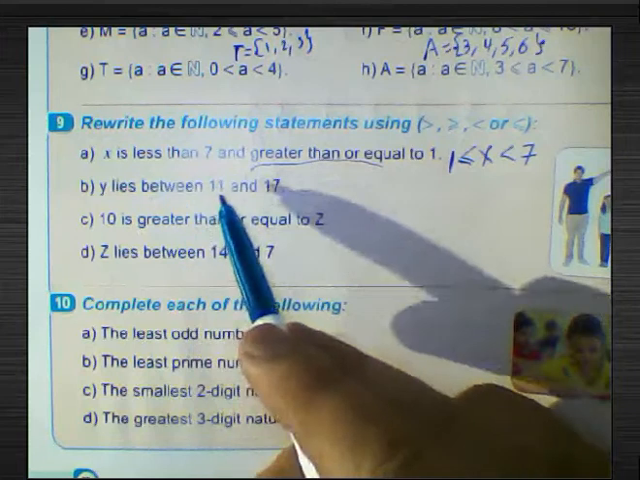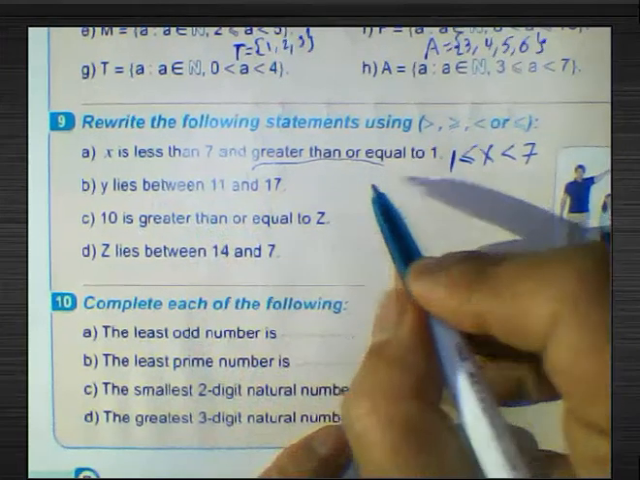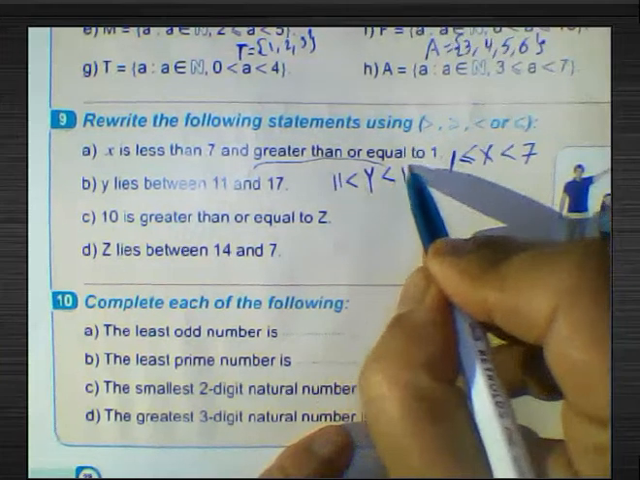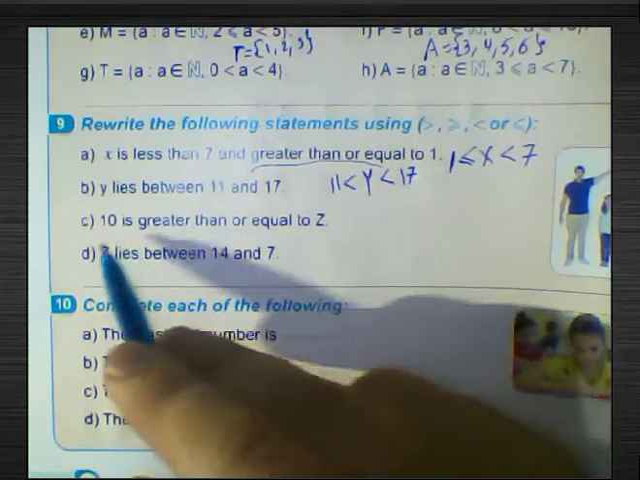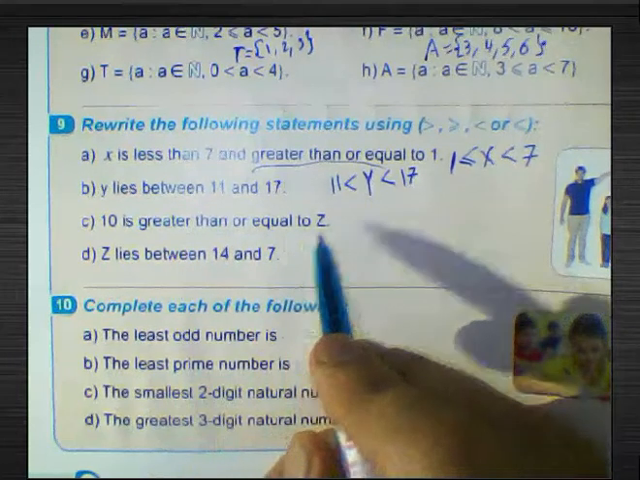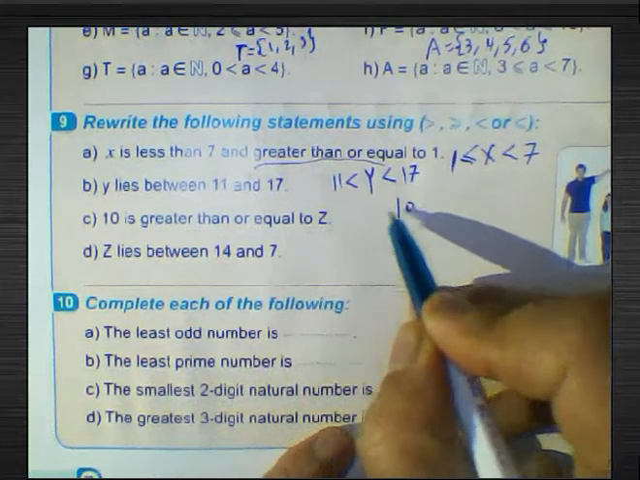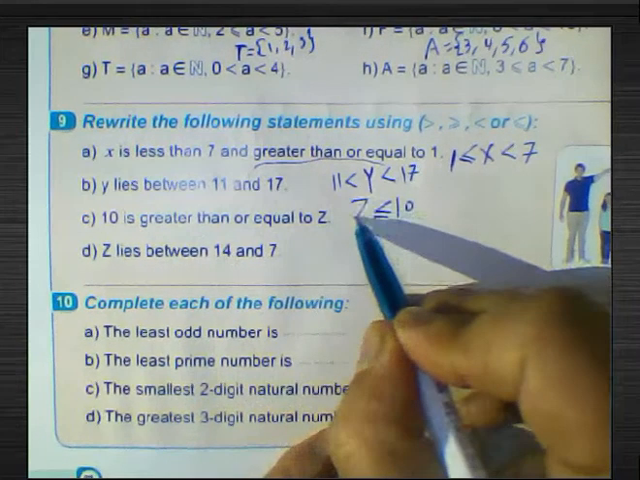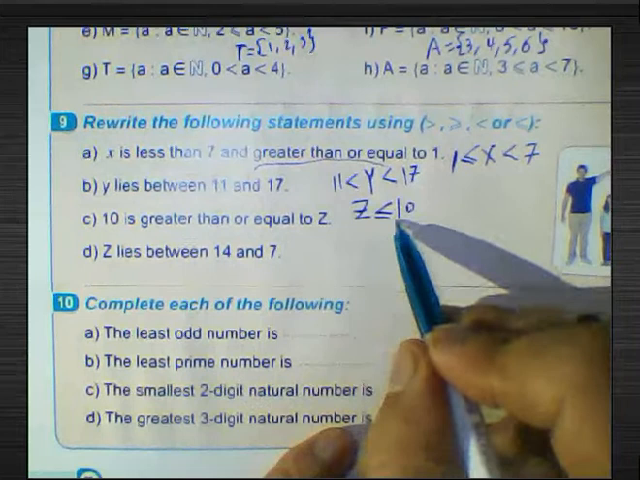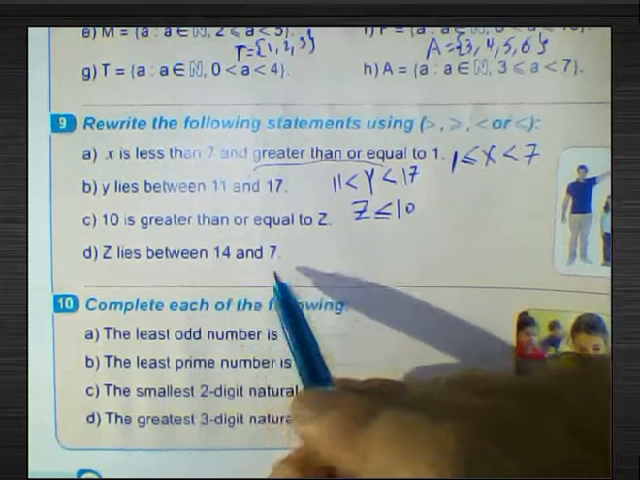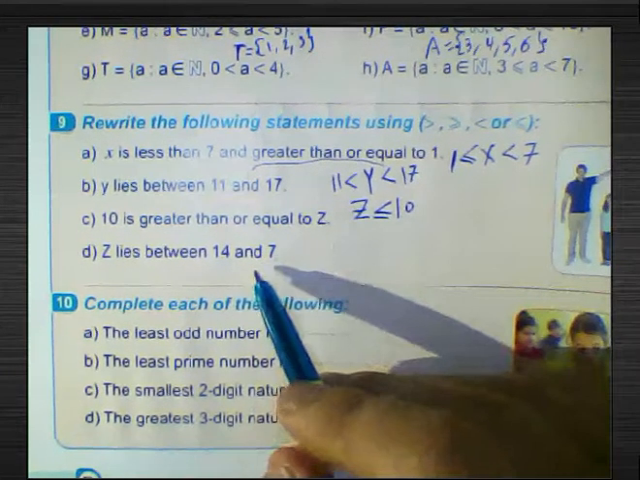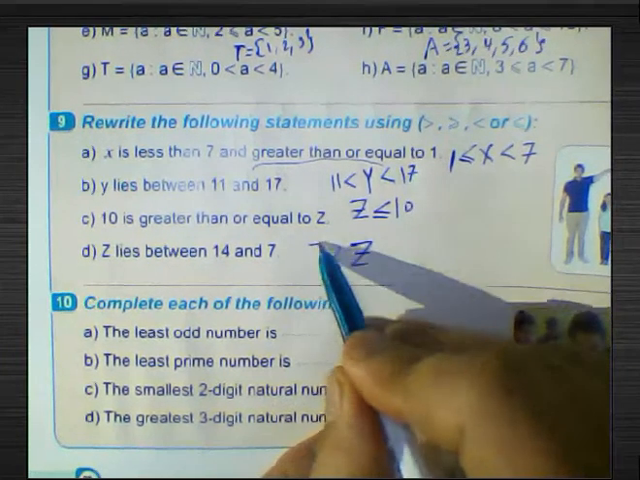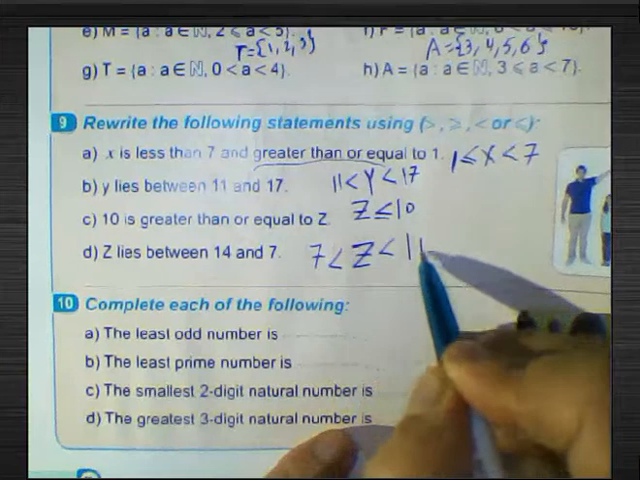Y lies between 11 and 17. Y more than 11, less than 17. 10 is greater than or equal to Z. So Z is less than or equal to 10. Z lies between 14 and 7. Z more than 7 and less than 14.